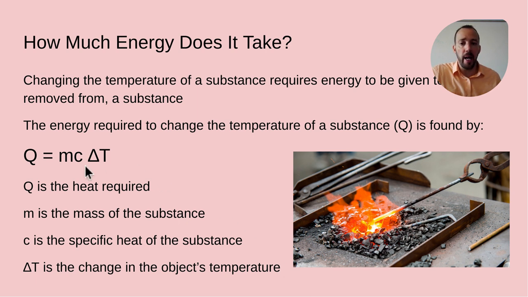Well, we have an equation for that. Q is the amount of heat that we have to add to or take away from the item in order to heat it up or cool it down. m is the mass of the object. c is the specific heat, which again is going to be different for every object. And ΔT is the change in temperature as a result of adding or taking away that heat energy.